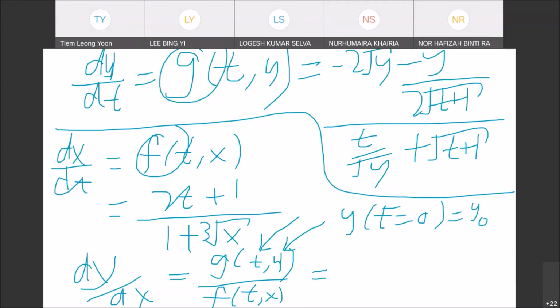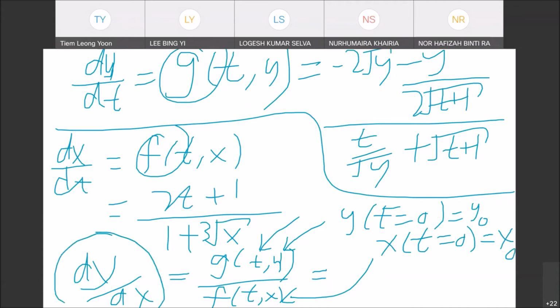Then I also have to throw in the value of x when t equals to 0. The value of x at t equals 0, I call it x naught here. So in order to calculate the slope for this parametric curve when t equals to 0, it requires me to know the values of y naught and x naught. Once you know the values of x naught and y naught, then you substitute y0 and x0 into this expression here.